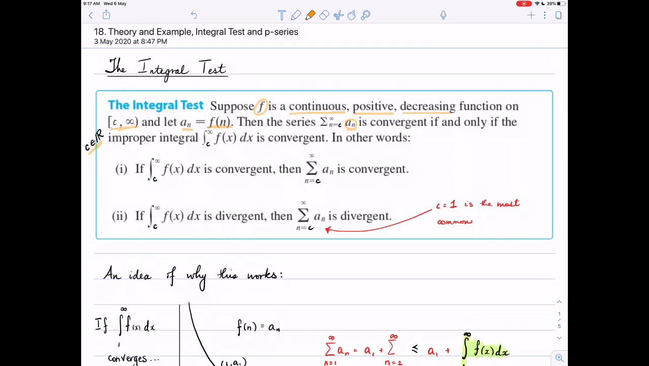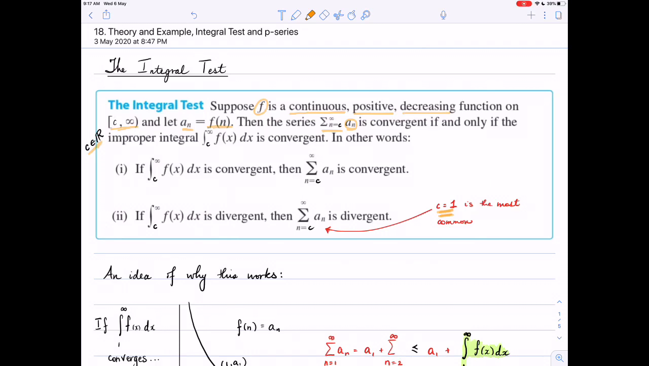Then our series which goes from c to infinity, and incidentally c equal to 1 is typically the most common way of applying this, and in fact some books state, in fact this book did, and I changed it to c. It doesn't matter, it doesn't absolutely have to be 1, it has to be just some real number, but 1 is the most common.